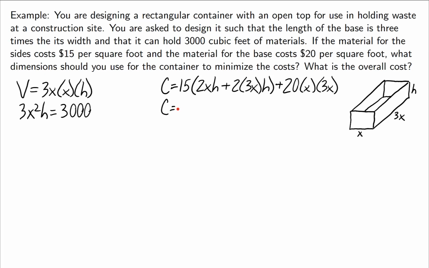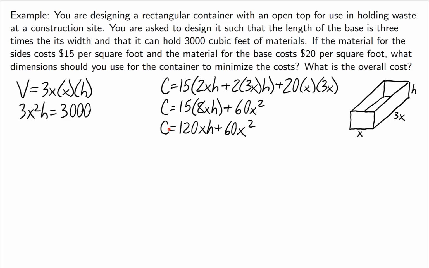Now we can simplify this. If I simplify inside the parentheses, I've got 2xh plus another 6xh is 8xh. And then I've got a 20 times 3 is 60x squared. So 15 times 8 will give me 120xh plus 60x squared. That will give me the cost associated with building this container.